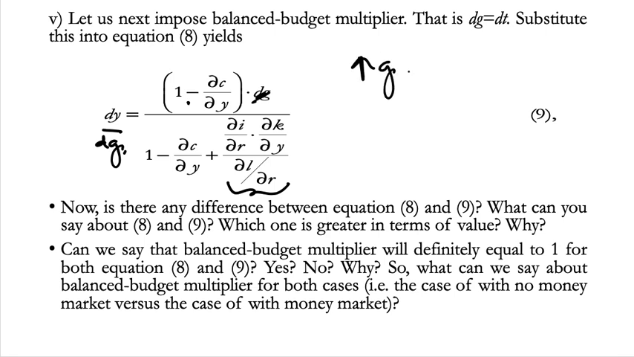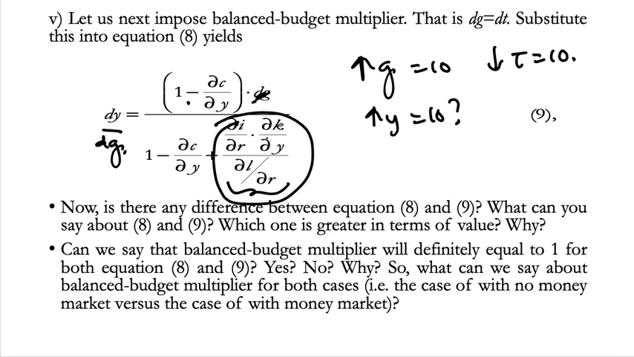You increase G, let's say by 10. At the same time, you decrease T, let's say by 10. Okay, you think that income will increase by 10 also? 1 to 1 increase? Or does it increase by less than 10? Will it increase by less than 10? Because of this, investment and movement along the LM curve as well. How does it work here?